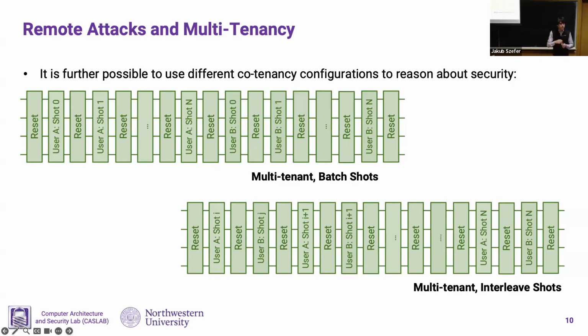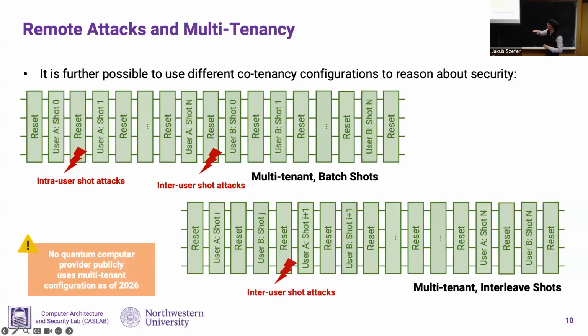at least for NISQ machines, you execute the circuit for a different number of shots. In one case, you could have user A execute all the shots together, and then at some point you switch to user B executing their shots together. Or you could have a scenario where user A and B alternate their shots. And again, today, pretty much all the quantum computers run on the basis that you execute all the shots of a user together, and then you switch to another user.